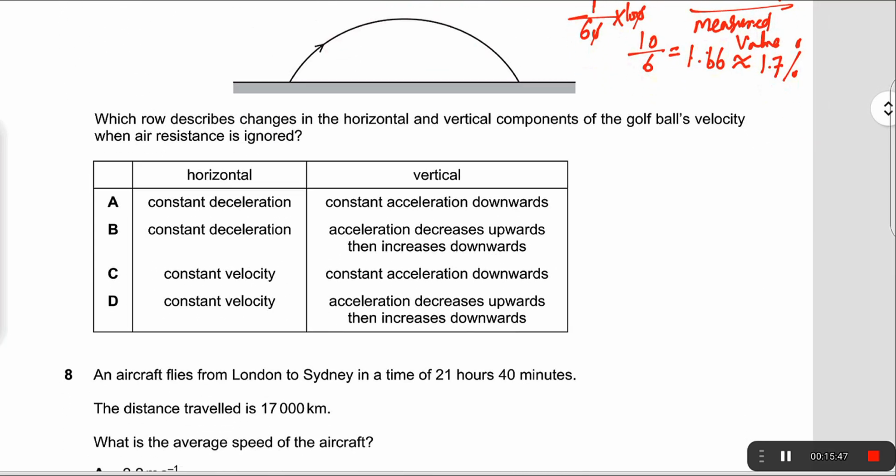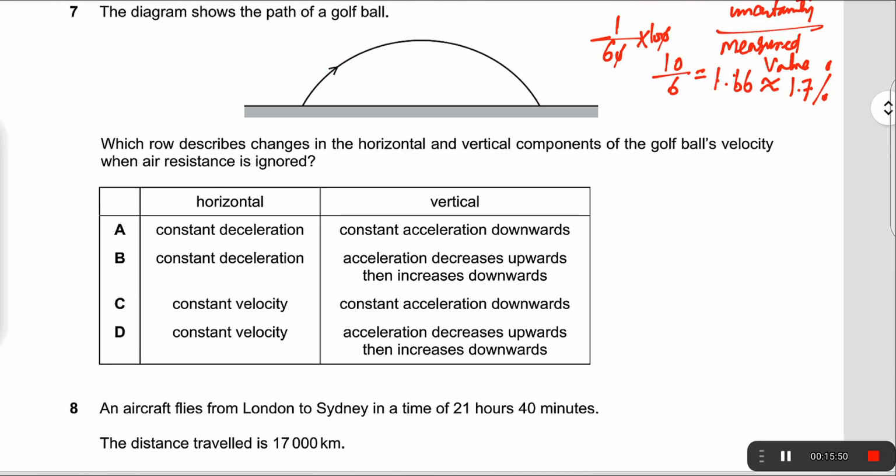Now there is another question. The diagram shows the path of a golf ball. Which row describes the change in the horizontal and vertical components of the golf ball's velocity when air resistance is ignored? There are 4 options: horizontal and vertical. You know that when there is projectile motion, there are 2 types of motions. One is known as horizontal motion, another is known as vertical motion. Horizontal motion shows constant velocity.